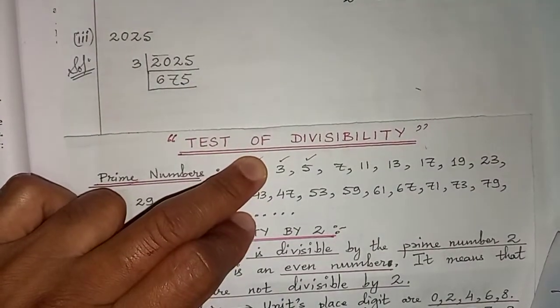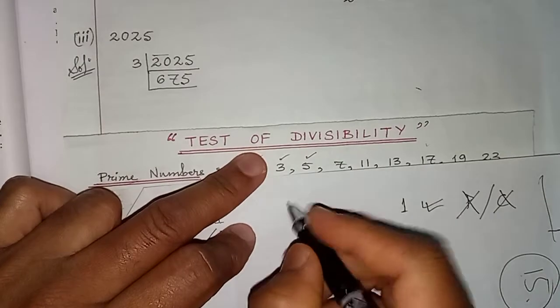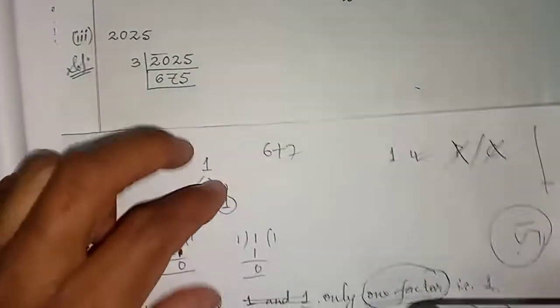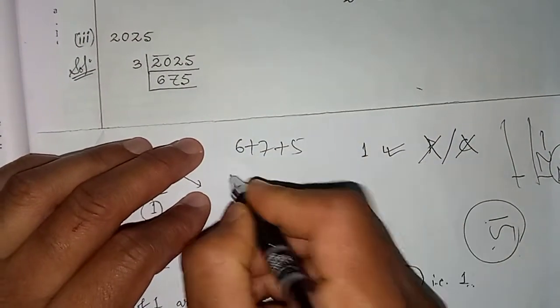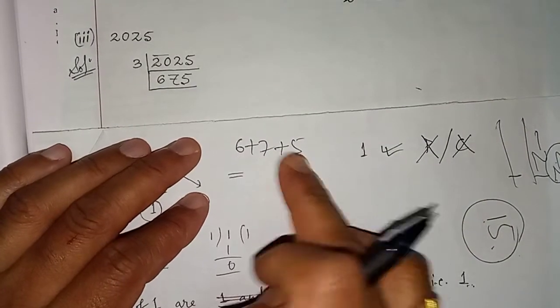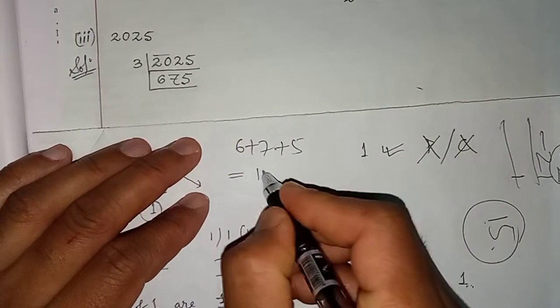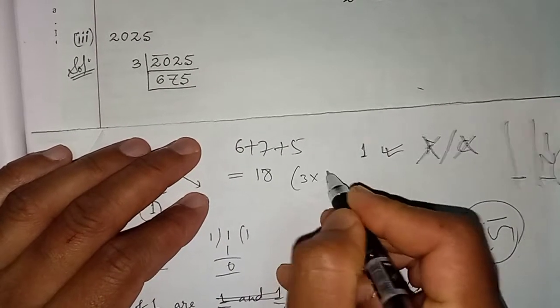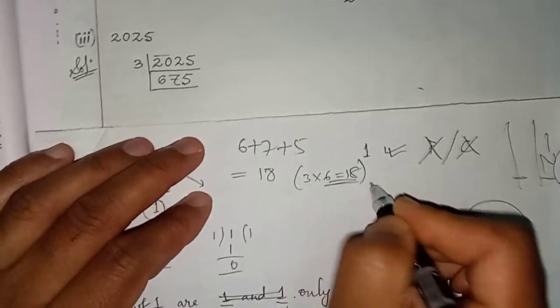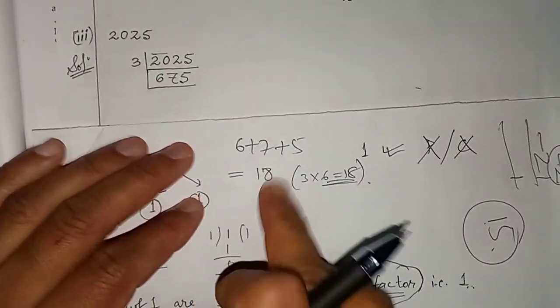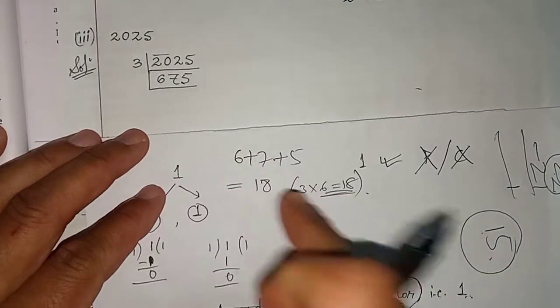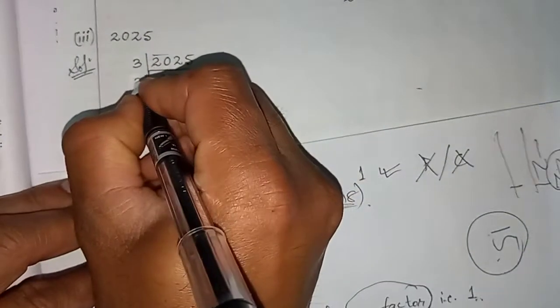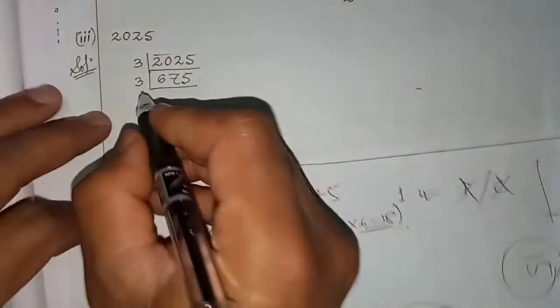Okay, so let's add all this. 6 plus 7 plus 5. 6 plus 7, 13, 13 plus 5, 18. And yes, 18 comes in the table of 3: 3 6s are 18. So yes, 18 is a multiple of 3. The sum is 18 and 18 is a multiple of 3. So yes, we can divide by 3. Okay, so now it's bigger.